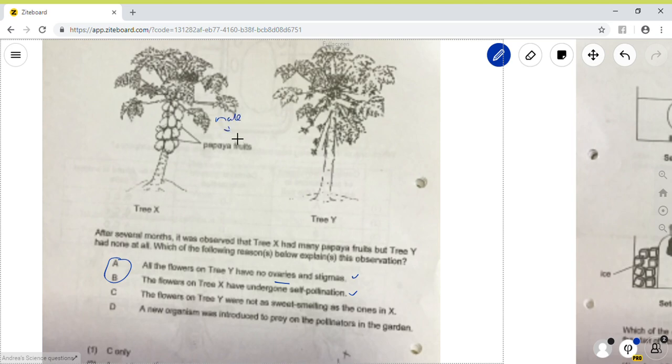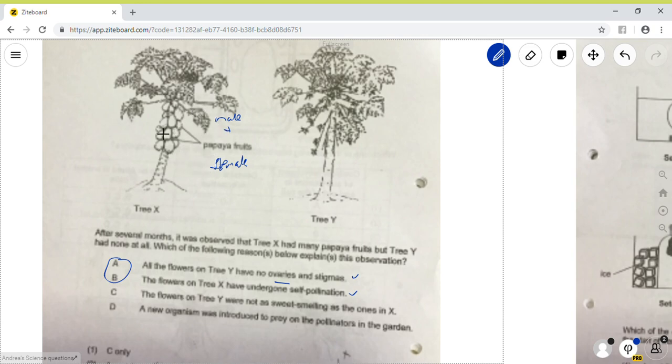Male plus female flowers. Male plus female flower within one flower, is it? Yeah, within one plant. Within the plant itself, it has male and female flowers. Oh, okay, I know what's going on.